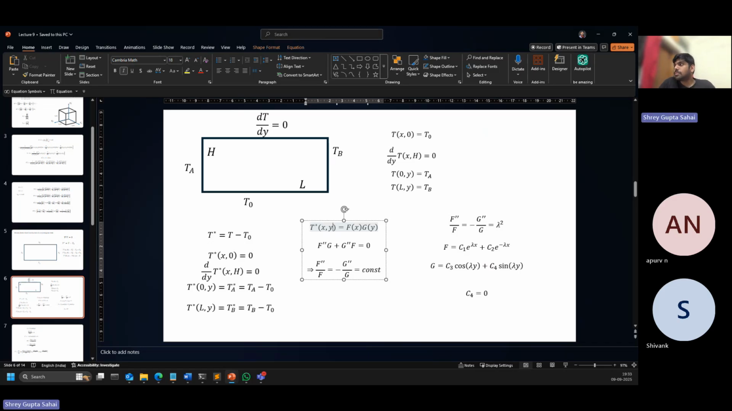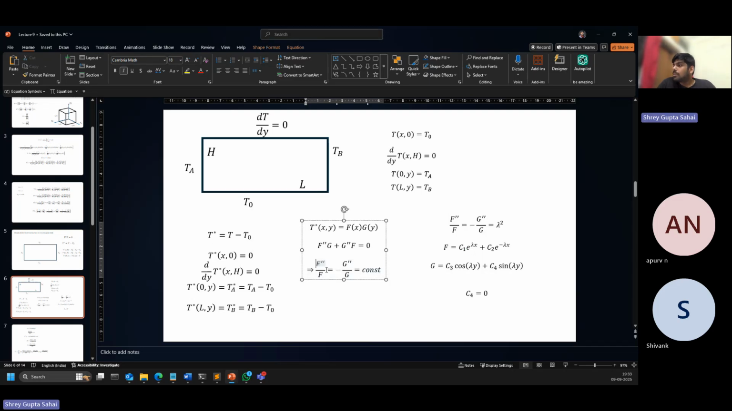Now, if we substitute this into our original equation, del square T equals 0, what we'll get is that because g of y does not depend on x, it can be taken out of the term del square by del x square. Similarly, f can be taken out of the operator del square by del y square. And so we'll get this kind of equation. Now, because this has to be 0, the following equation follows.